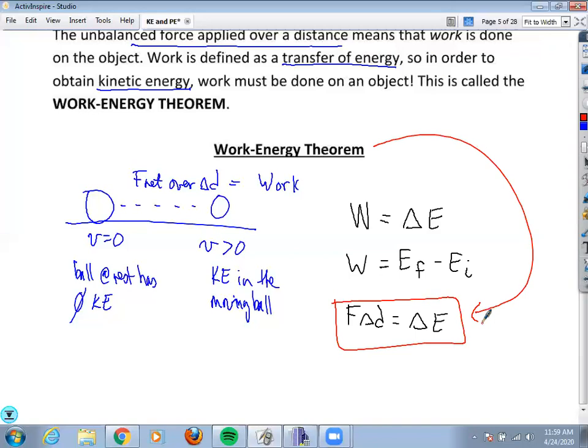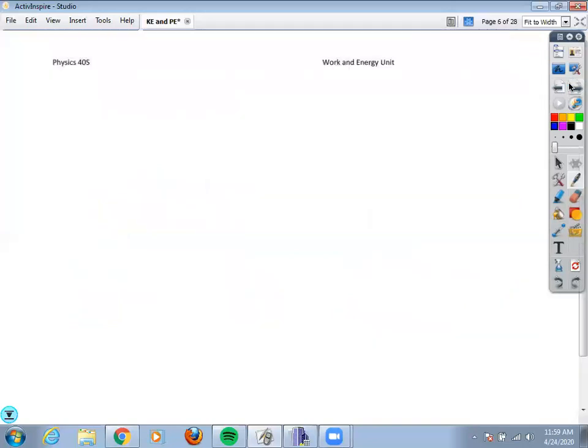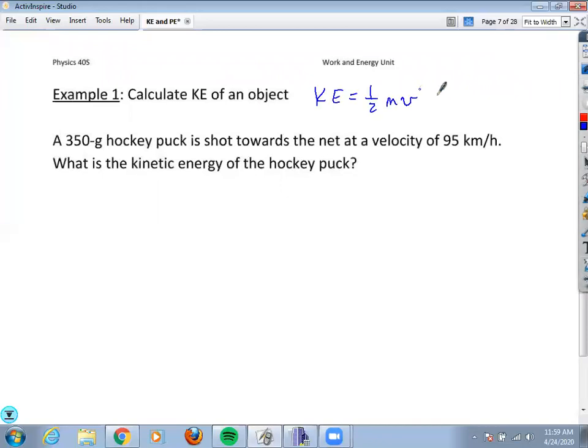Okay, moving on. We can calculate the kinetic energy of an object very simply using the formula KE equals 1/2 mv squared.